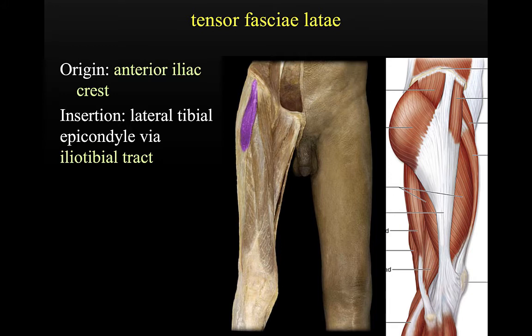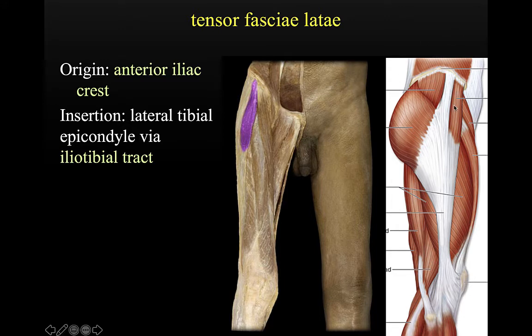The origin is on the anterior portion of the iliac crest, just posterior to that anterior superior iliac spine, and we can see here where it attaches almost right next to the sartorius. It's going to insert on the lateral tibial epicondyle via something we call the iliotibial tract. Now a tendon can't actually be the insertion point of a muscle. It has to attach to the bone at some point, unless, of course, we are only attaching to superficial tissue, but that's not going to be the case for a large muscle like this.